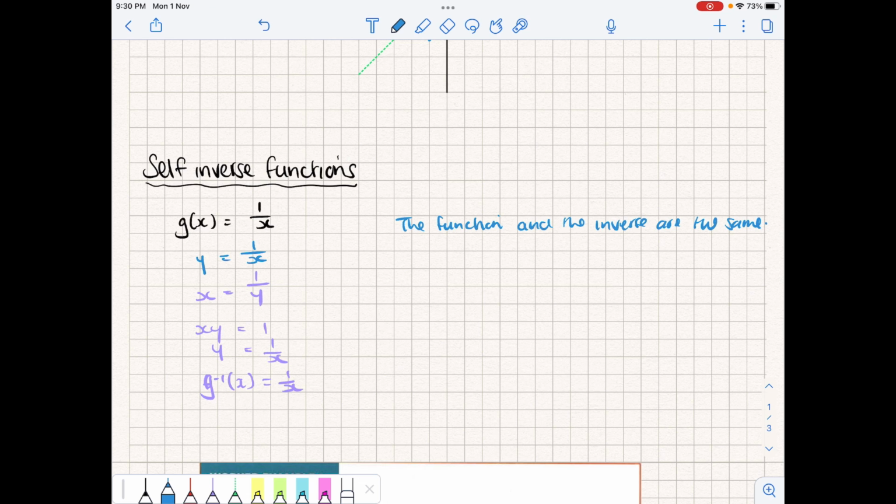And by simple logic, you can work out that this won't be a reflection about the y equal to x line. This will be symmetrical. They will be symmetrical about the y equal to x line because they are the same function and they are basically going to create the same graph.